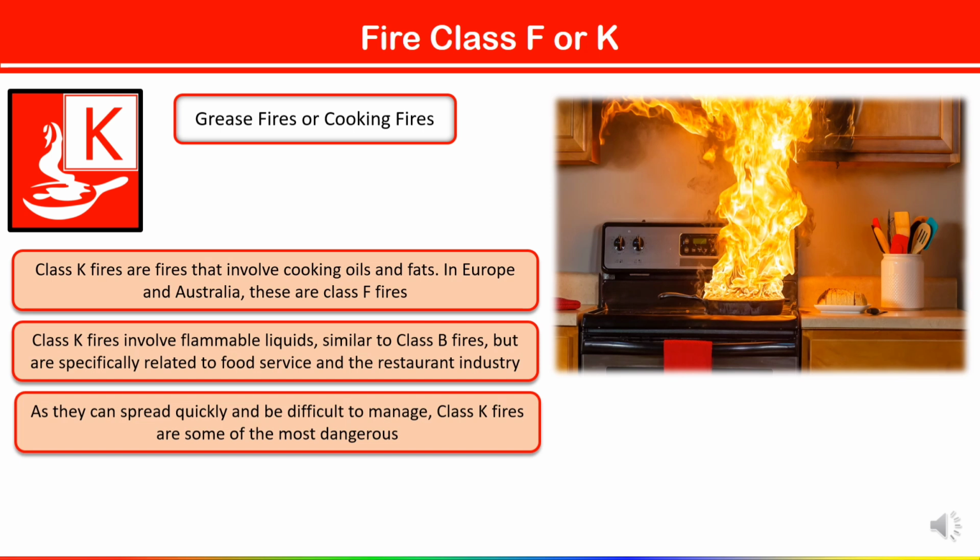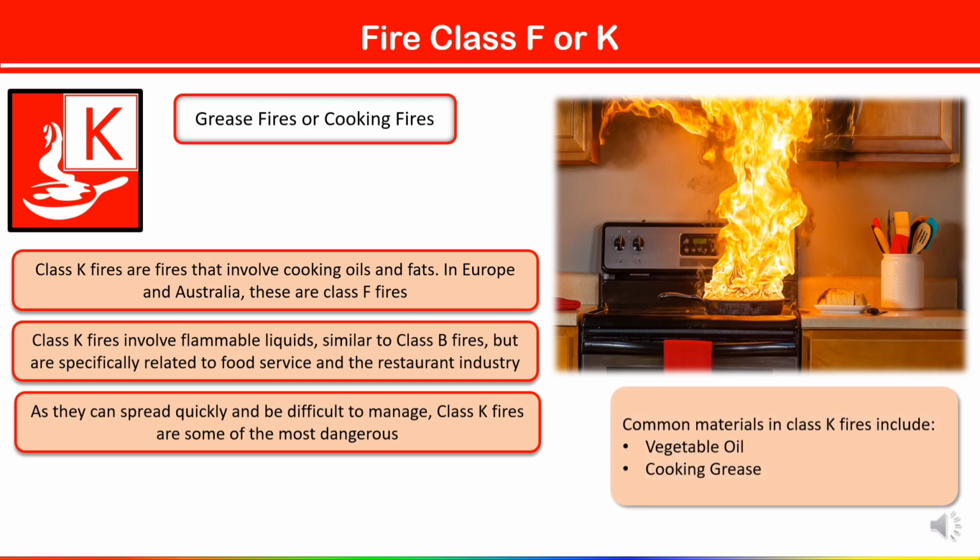So which type of extinguishing agent can we use? You can go for wet chemical, the best option, because it contains a potassium-based agent that reacts with the hot oil, forming a soapy film that smothers the flame, cools the oil and prevents reignition. This method is highly effective for class K or F fire. Here, see, some common materials are also given for class K fire, like vegetable oil and cooking grease.